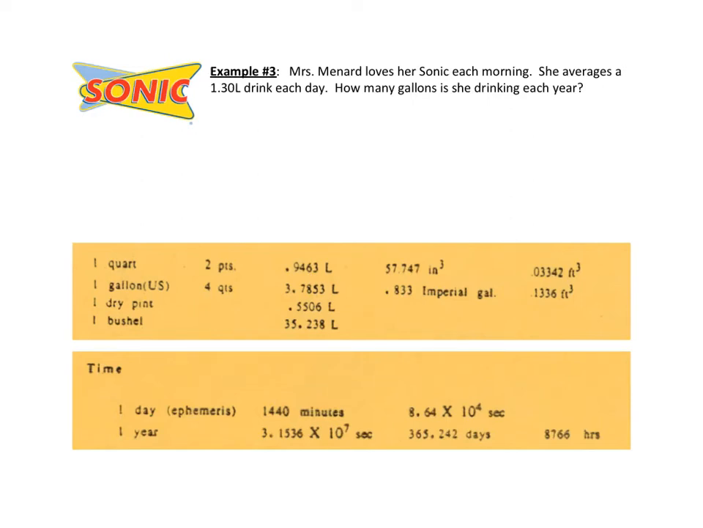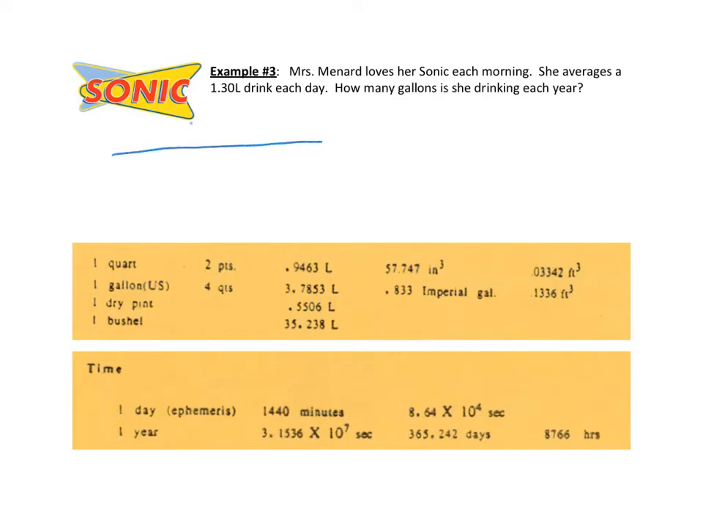The last example I want to do is a multi-unit example, to show you how, when we have more than one unit, we use this process to do that conversion. So, example number 3: Mrs. Menard loves her Sonic each morning. She averages a 1.30 liter drink each day. How many gallons is she drinking each year?